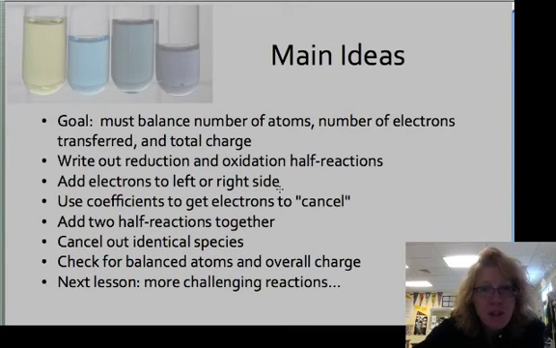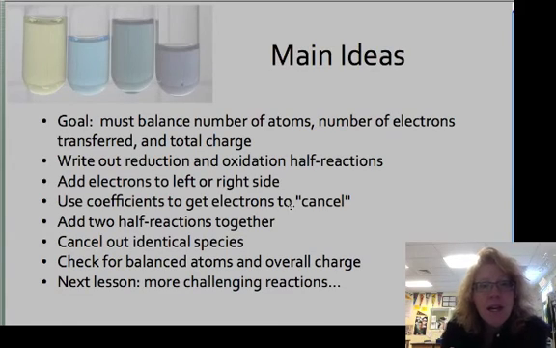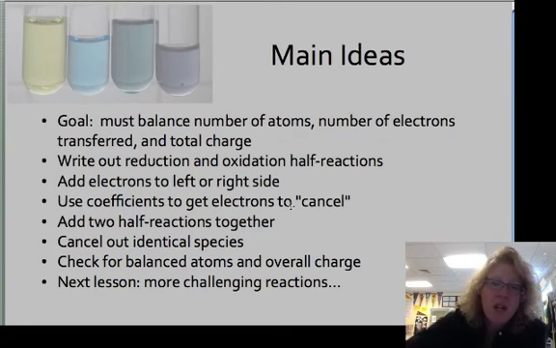Next thing, you're going to add your electrons to make sure that, okay, charge changed by 2, so there's 2 extra electrons here. Then you're going to use coefficients to make sure that your electrons cancel out. That's how we balance it, by electrons. Add those 2 reactions together so that all of your left side species are together, all of your right side species are together. And then make sure that, at the end, you canceled out anything that's identical, and then make sure that your overall atoms and overall charge are balanced.